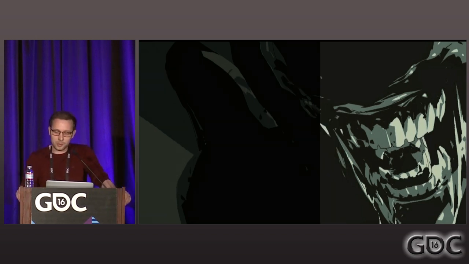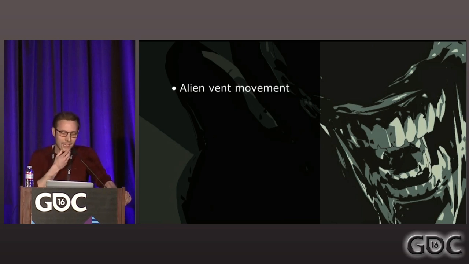Some examples of off-screen sounds that we used in Alien: Isolation was the alien's movement in the vent. This sounds a bit like this.